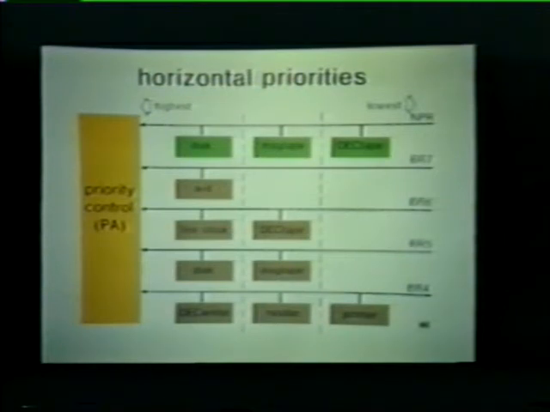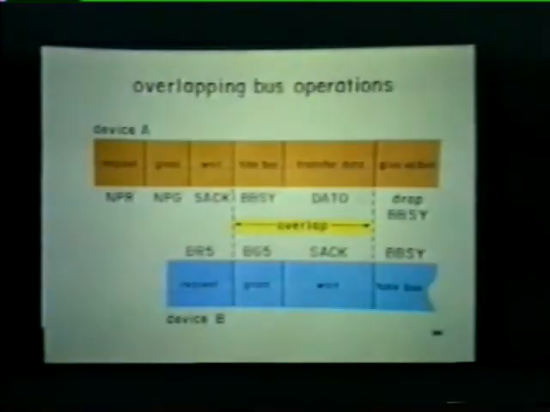Now, let's review one final point. Bus operations can be overlapped. That is, priority arbitration can be performed in parallel with an interrupt or a data transaction. As you can see, device A has the higher priority and its request was granted before the BR5 request.